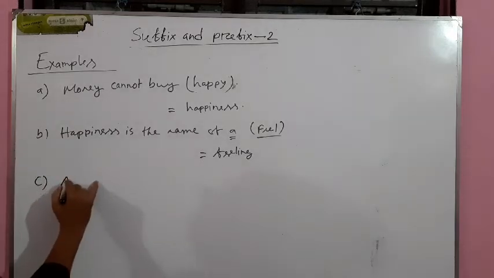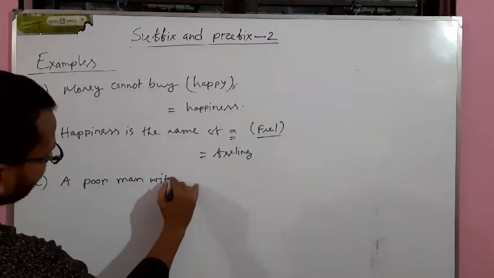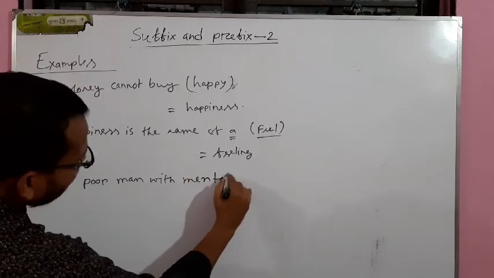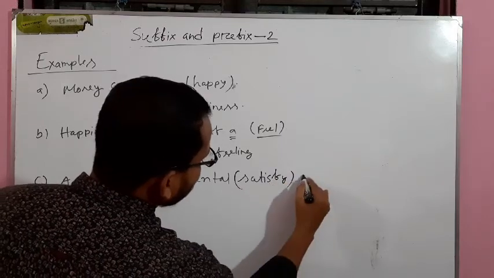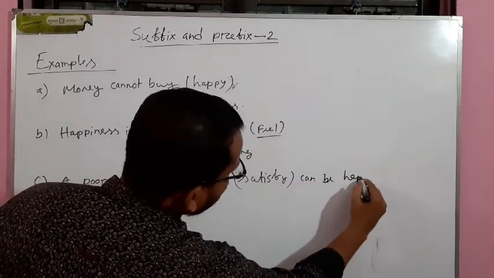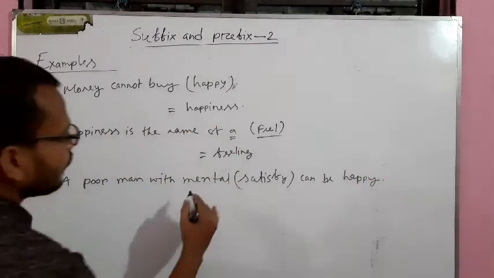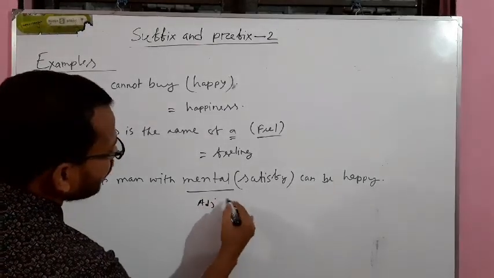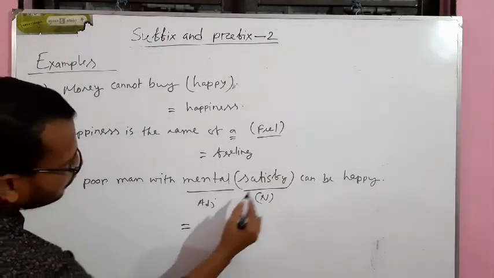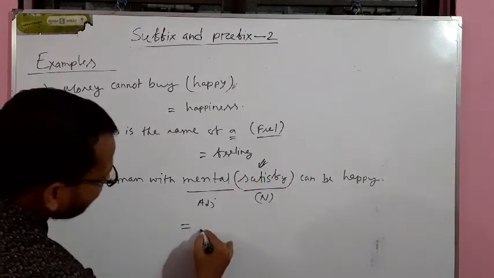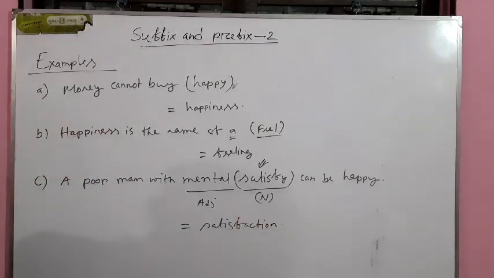A poor man with mental satisfy, number C. A poor man with mental satisfy can be happy. Look at the sentence. Mental, this word is an adjective. So after an adjective, we will use the noun form of a word. So the answer will be satisfy. The noun form of satisfy is satisfaction, S-A-T-I-S-F-A-C-T-I-O-N. This will be our answer.